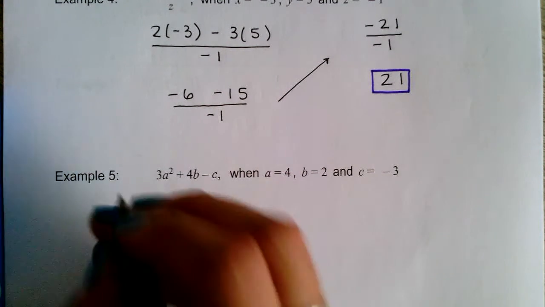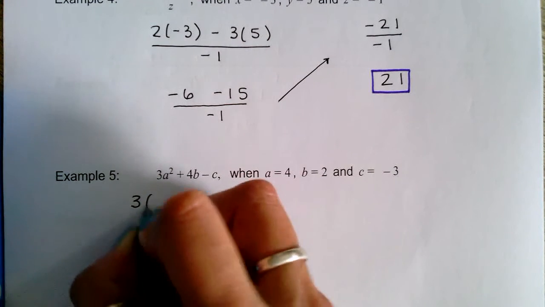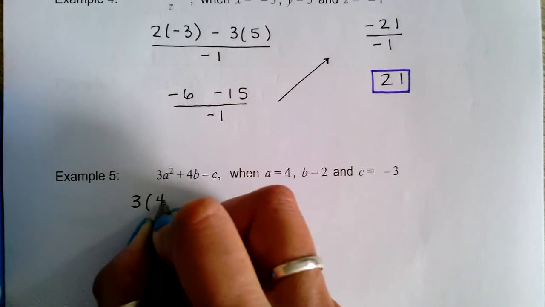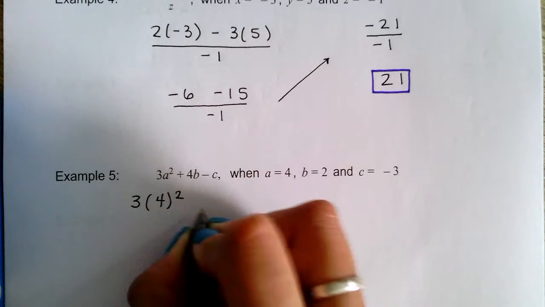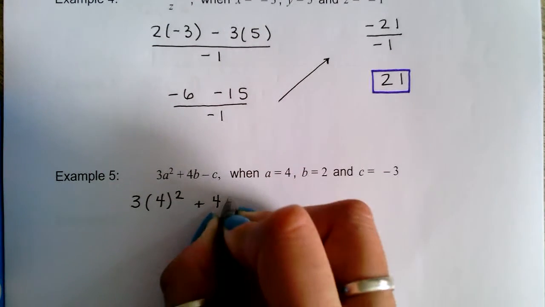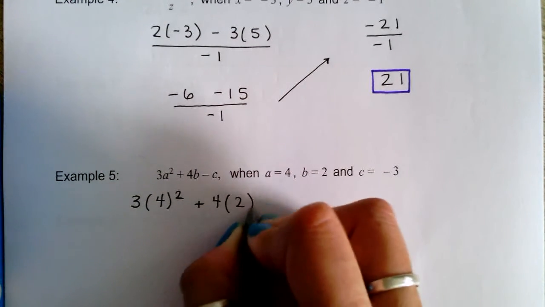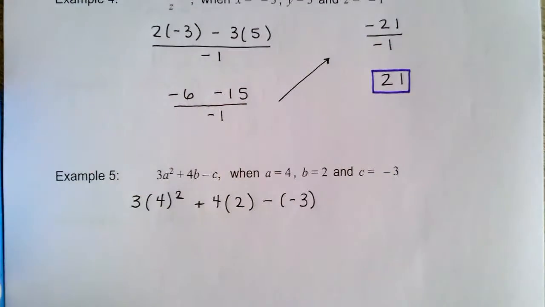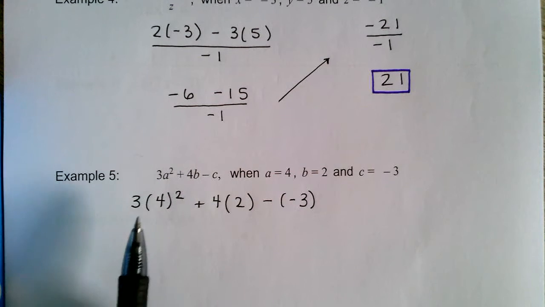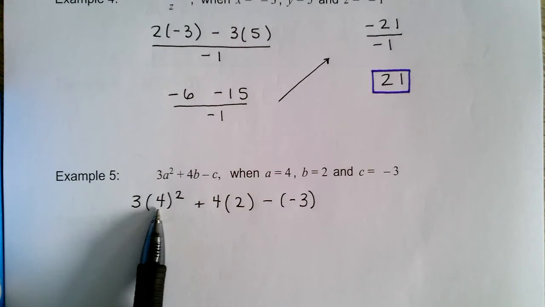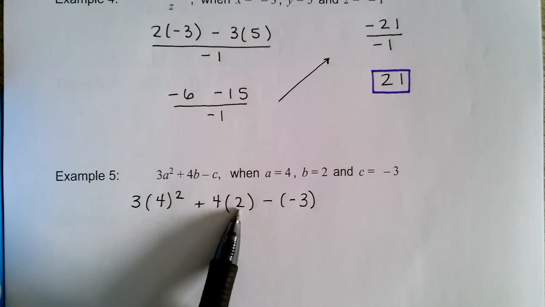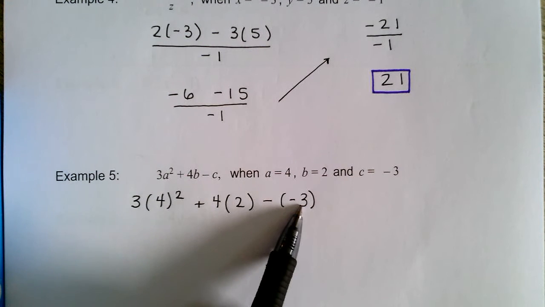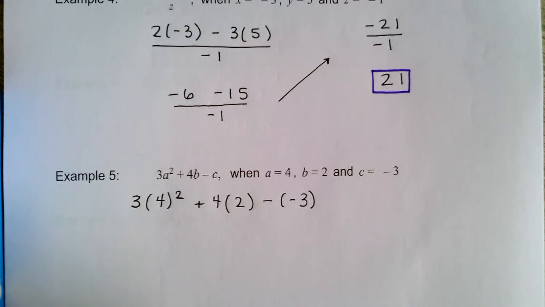So let's do just that. We're going to have 3, but instead of a, we're going to replace that with (4) squared plus 4, but instead of b, it's now (2) minus c. So you notice that every number that I plugged in, I put into parentheses. So a was replaced by 4 in parentheses, b was replaced by 2 in parentheses, and c was replaced by -3, still in parentheses. So let's figure out what we have going on here.